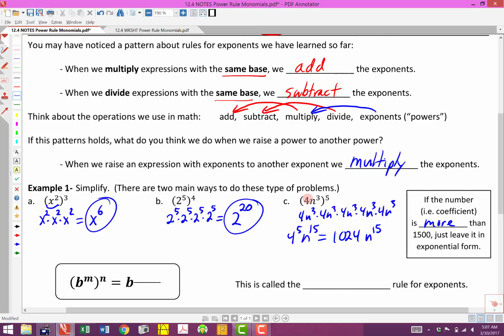And if we wanted to put an exponent on here, don't forget that there's a 1 there, so this would be 4 to the 1st to the 5th. So we're kind of like distributing here. 5 times 1 is 5, and then 3 times 5 is 15. So we did get this right.